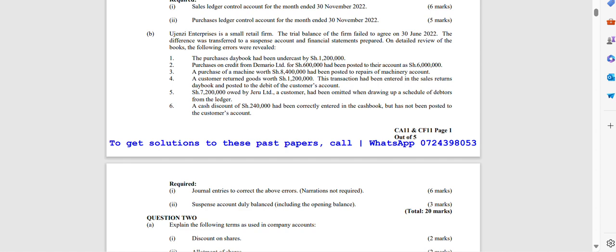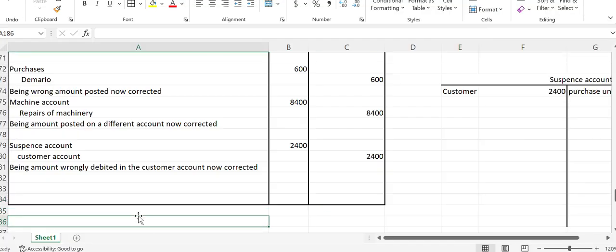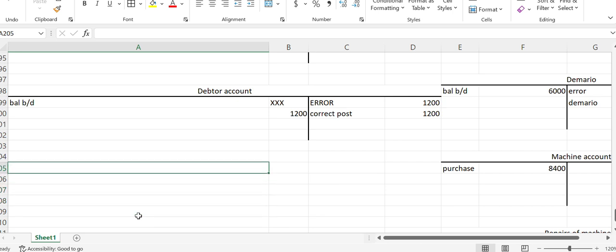7.2 million owed by Jeru Limited, a customer, this again is a debtor, had been omitted when drawing up a schedule of debtors from the schedule. So this is a customer, a debtor. So they had omitted this amount, 7.2. Of course, if they had omitted it and we don't know the other transaction, this one is going to affect what? The suspense account. So we just open the debtors account only. So debtors account.